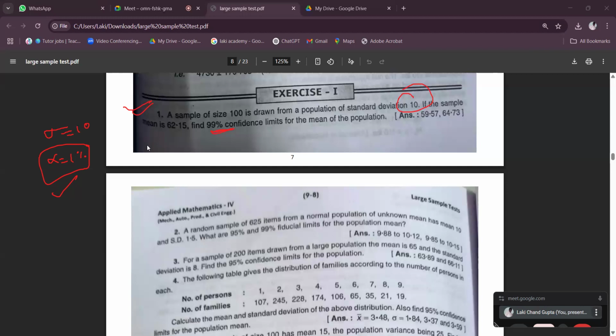Here alpha is 1%. Then Z alpha will be 1.5. Okay. Yes, yes. 64.72. Yes, answer is correct.